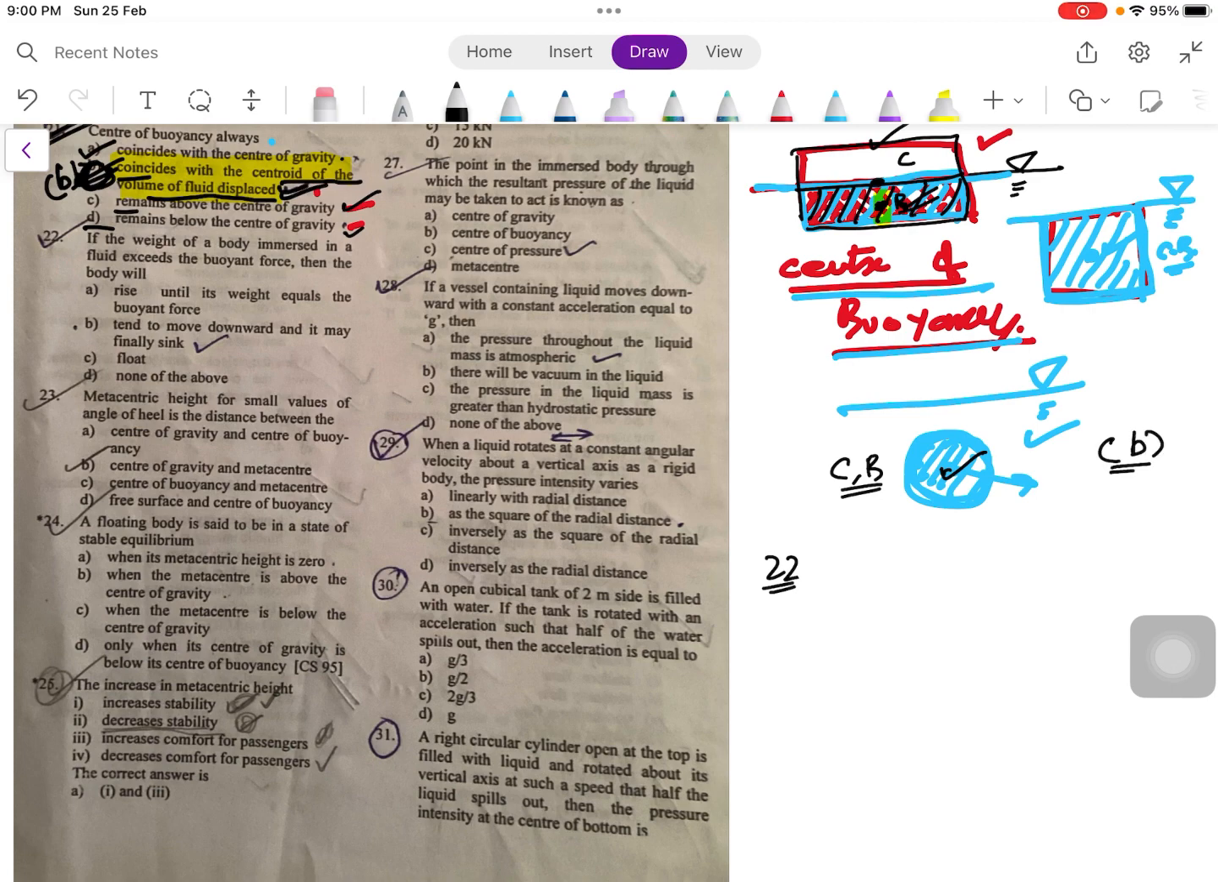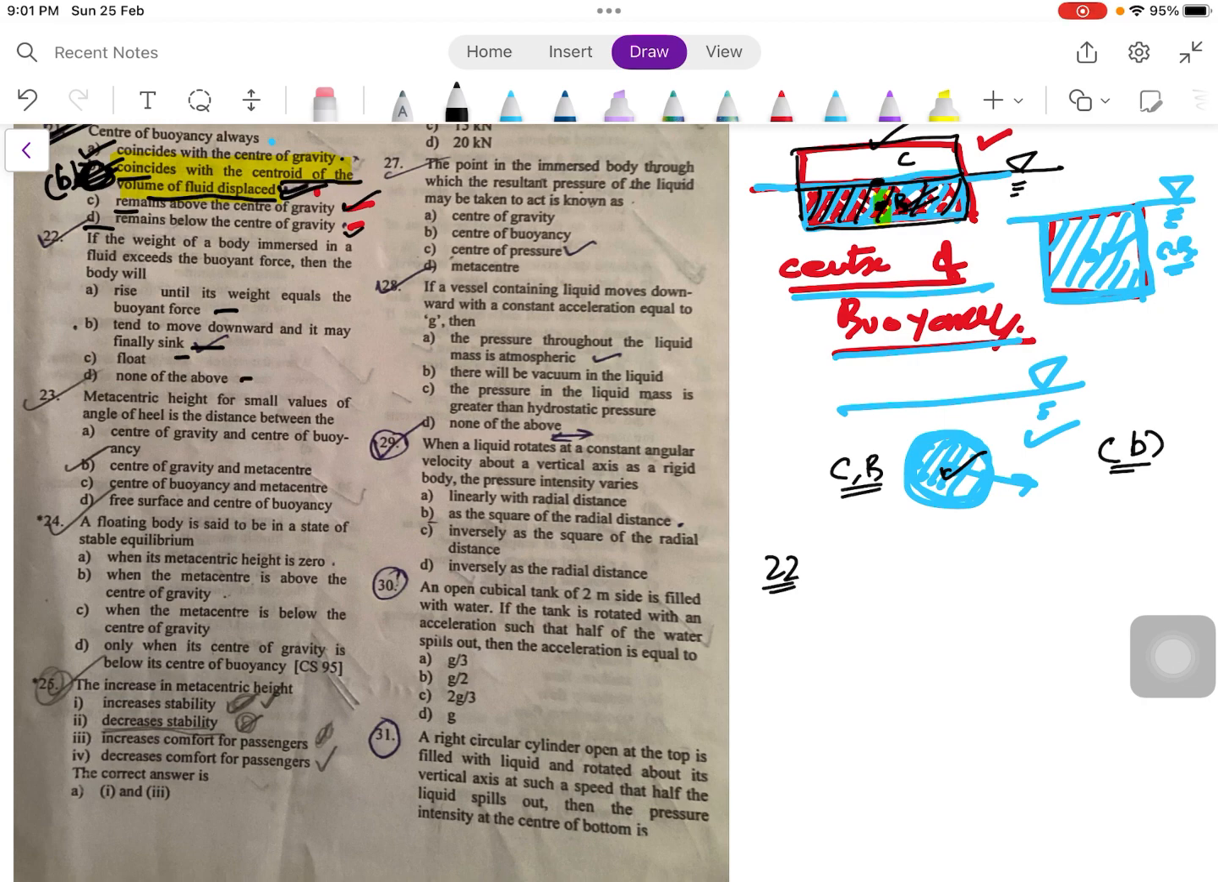Now let us take a look at question number 22. Question number 22 says, if the weight of a body immersed in a fluid exceeds the buoyant force, then the body will rise until its weight equals the buoyant force, tend to move downward and it may finally sink, float, none of the above.